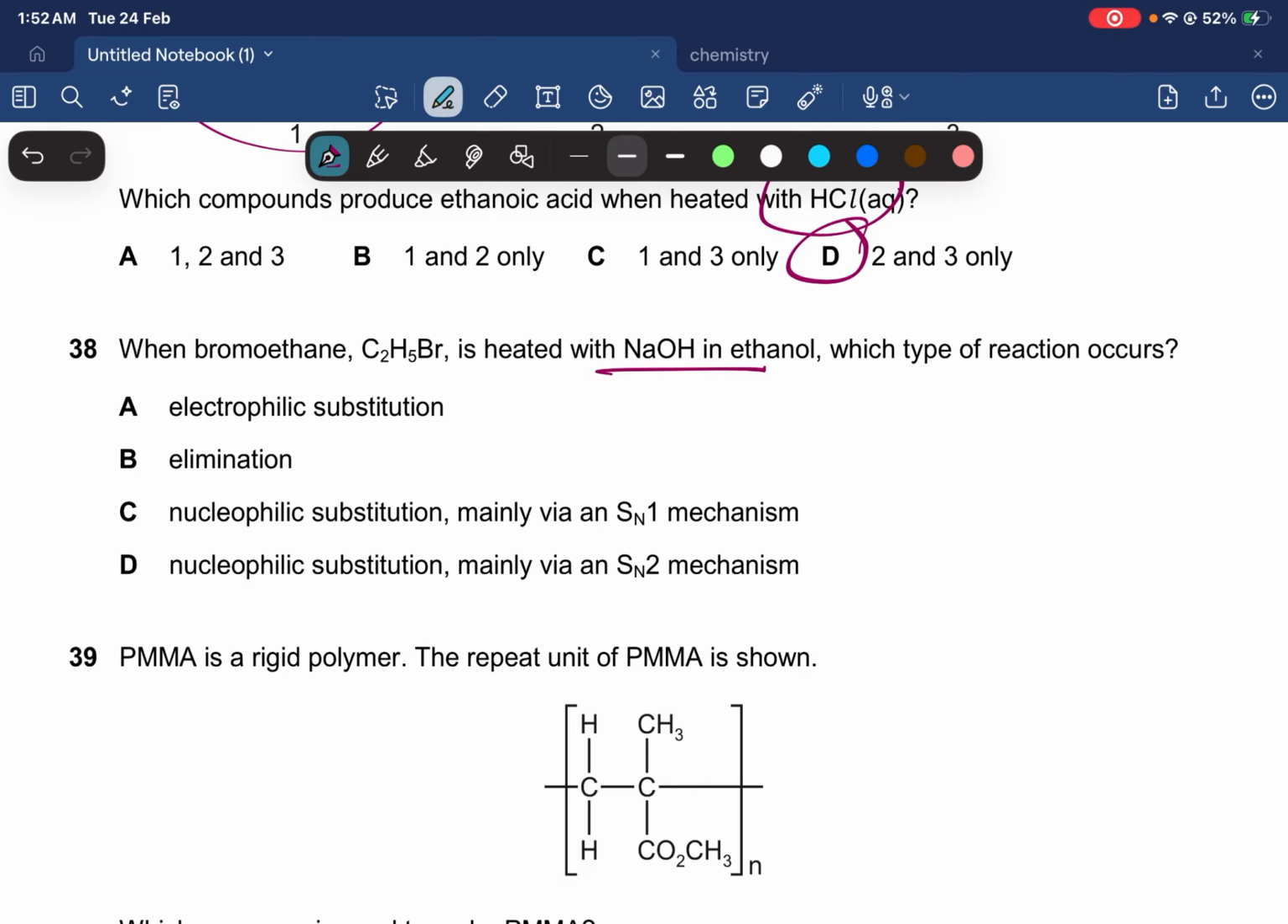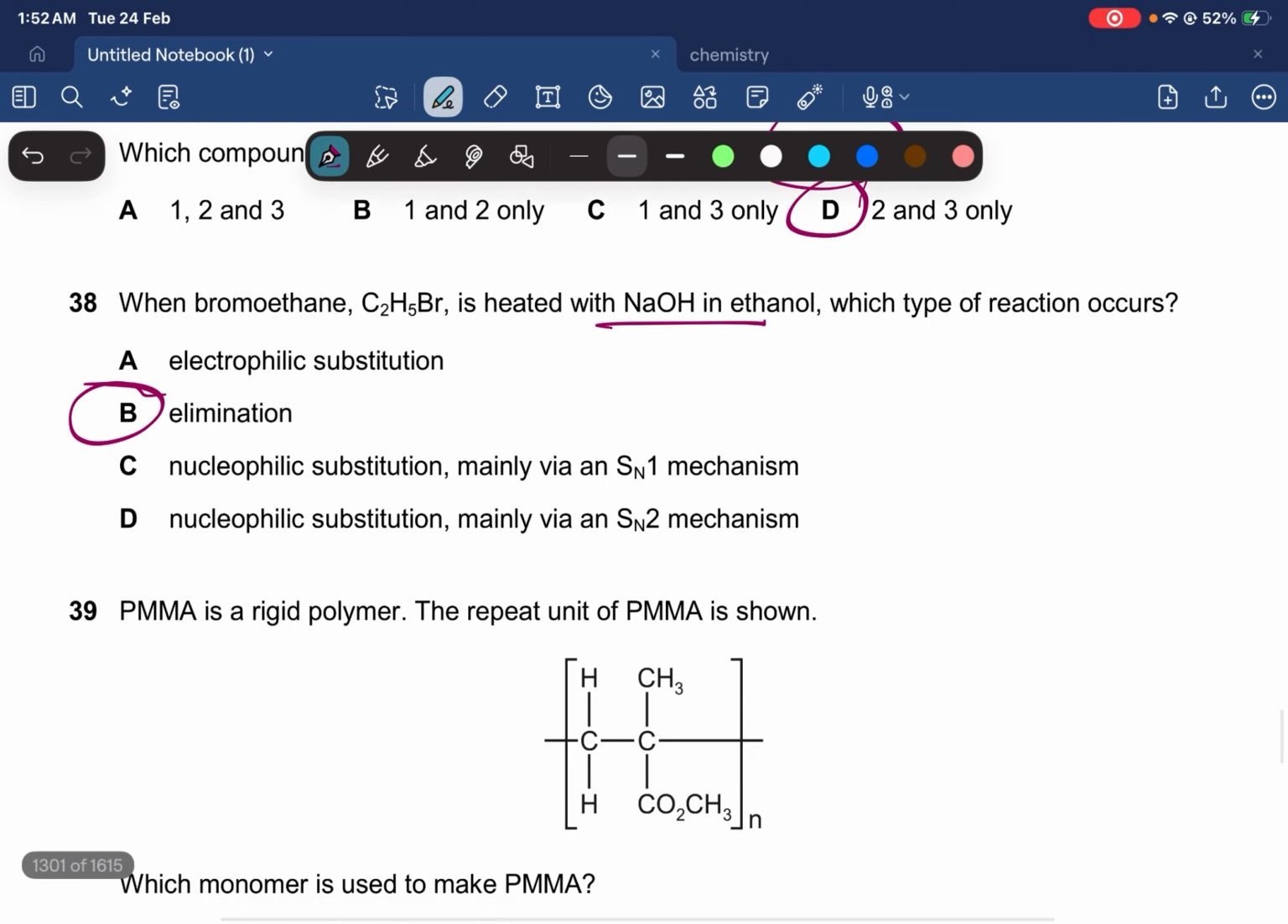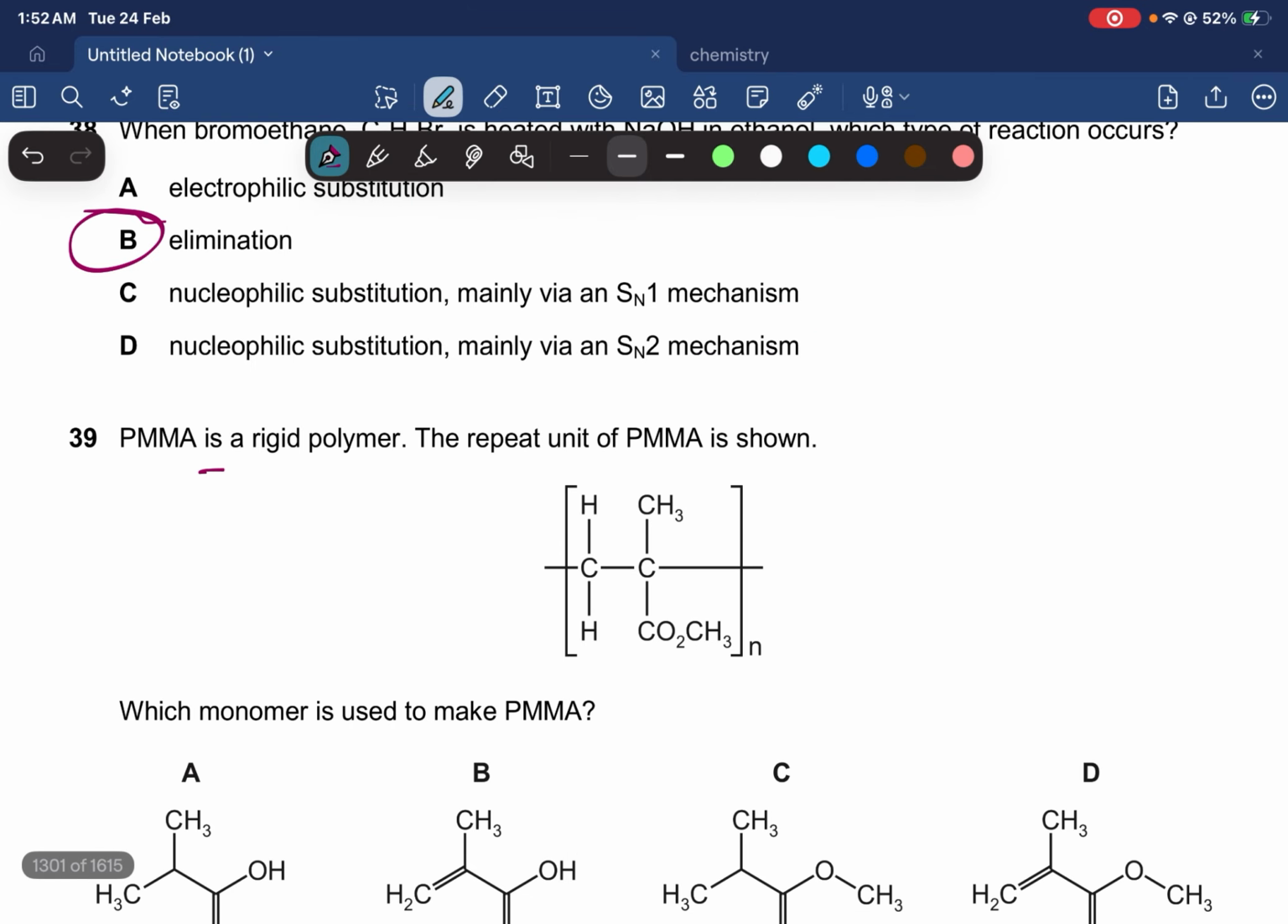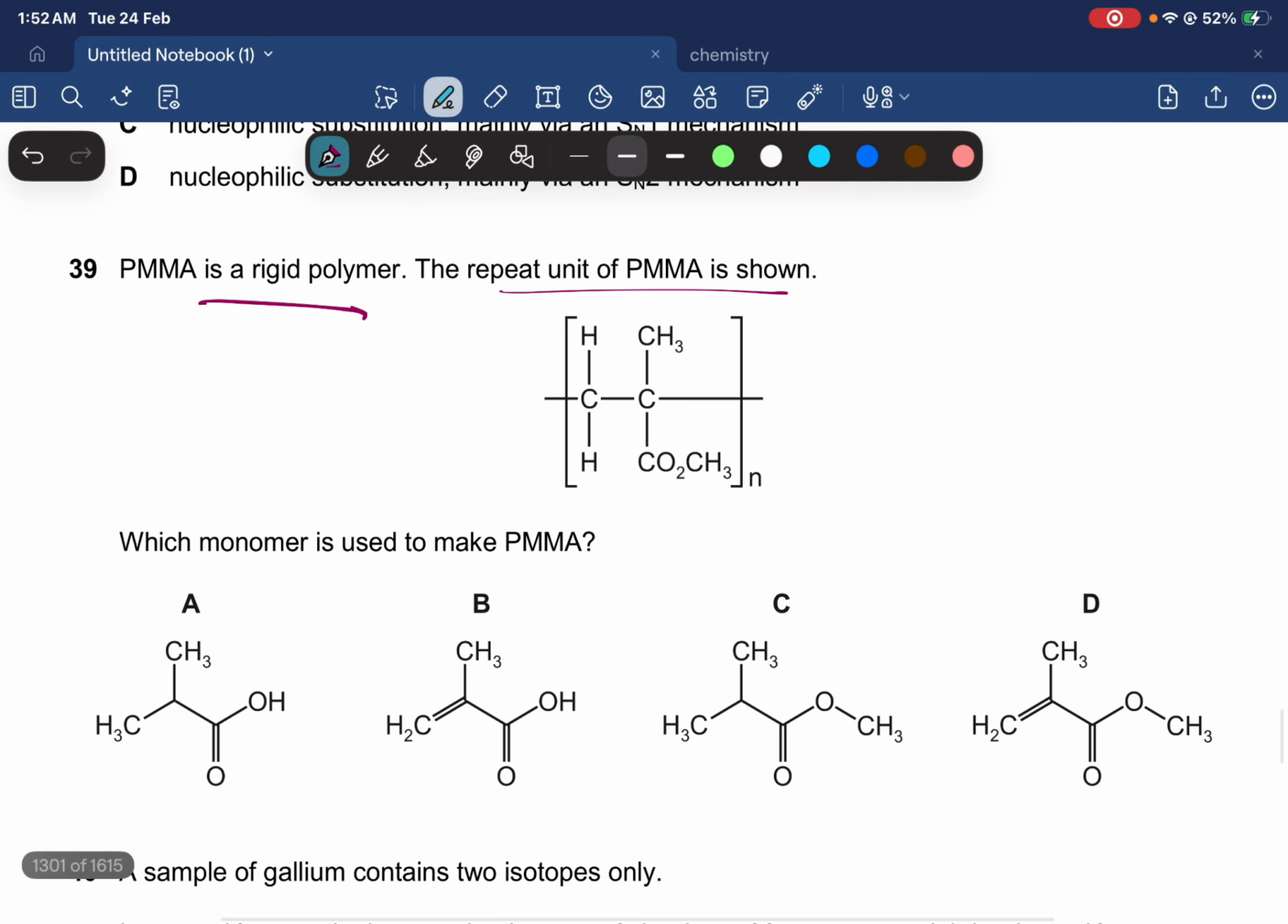In ethanol, an elimination reaction is going to take place. Easy peasy lemon squeezy. PMMA is a rigid polymer. The repeat unit is shown. Which monomer is used to make PMMA?